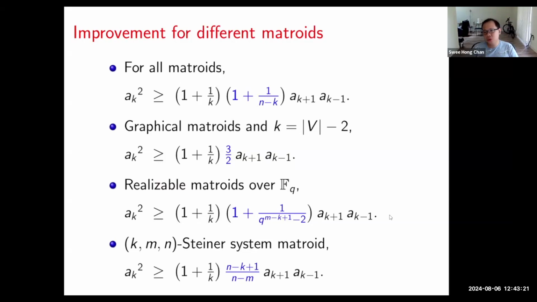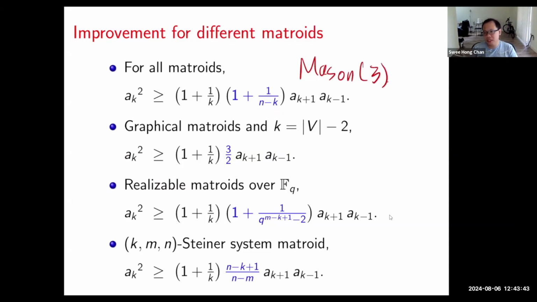First, the first situation is when you don't know anything about the matroid. I just tell you that it's a matroid. I don't give you any extra combinatorial information. Then in this case, yes, the best you can do is that you just guess this number is 1 over n minus k. This is the same as Mason 3. No improvement can be made.